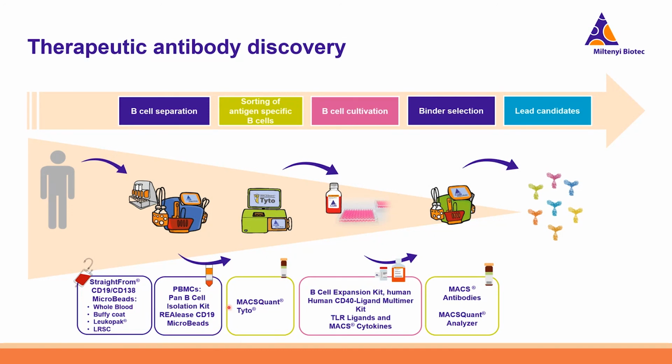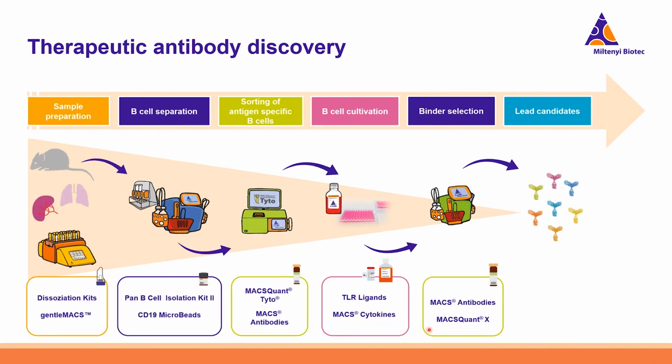Then we have the MACSQuant Tyto that's nicely sorting antigen-specific B cells with high viability and purity. And then we have the B Cell Expansion Kit that helps you to culture your B cells of interest. Of course, we also have the CD40 ligand multimer kit, TLR ligands, and other cytokines that help you with the B cell culture. And then, of course, antibodies and analyzers to analyze your B cells of interest and the antibodies.